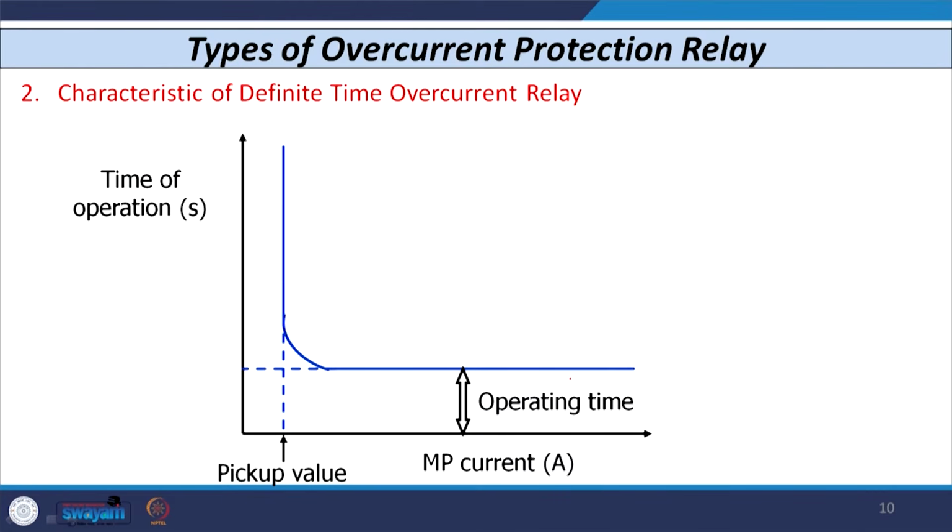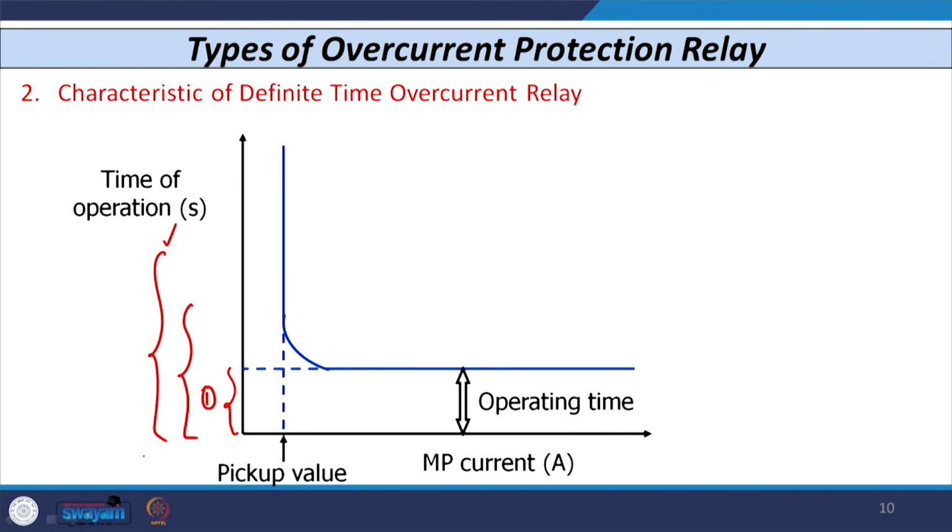As you can see, on the x axis I have considered the multiple of pickup current, and on the y axis I have considered the time of operation of relay. On the x axis you have the pickup value. Whatever value you have set as plug setting, if the current exceeds that value, then the relay operates in a preset time. This time you have to set on the time dial setting, so this time you can vary. It can be like this, like this, or like this.